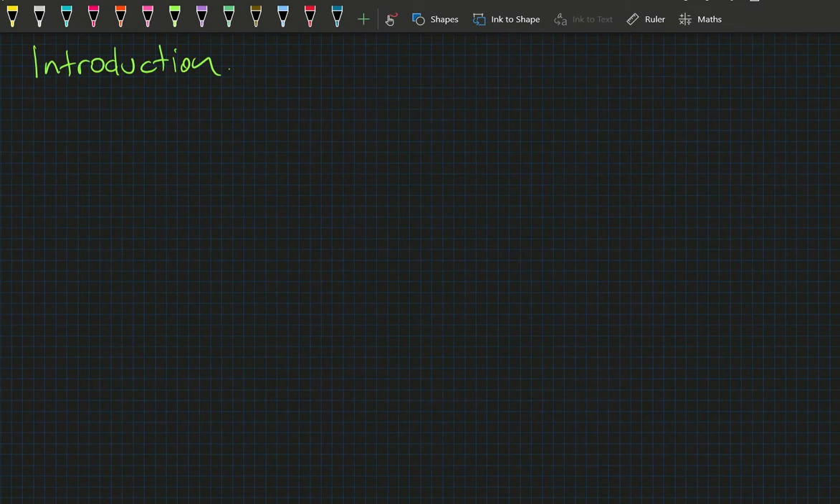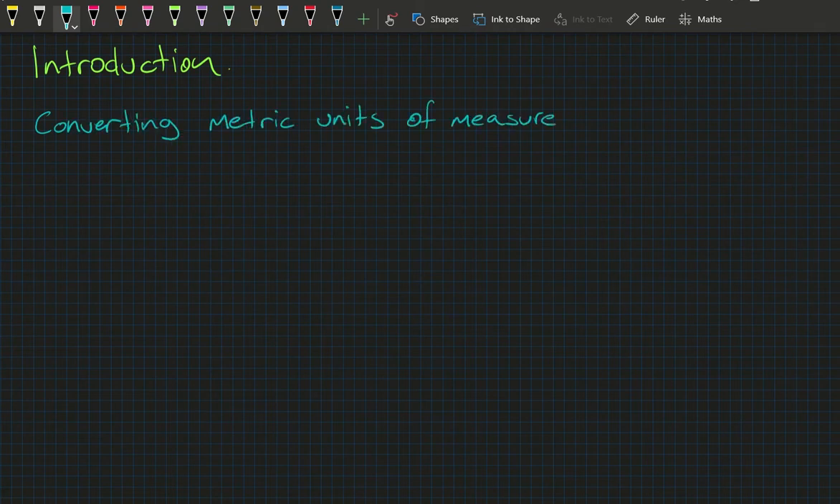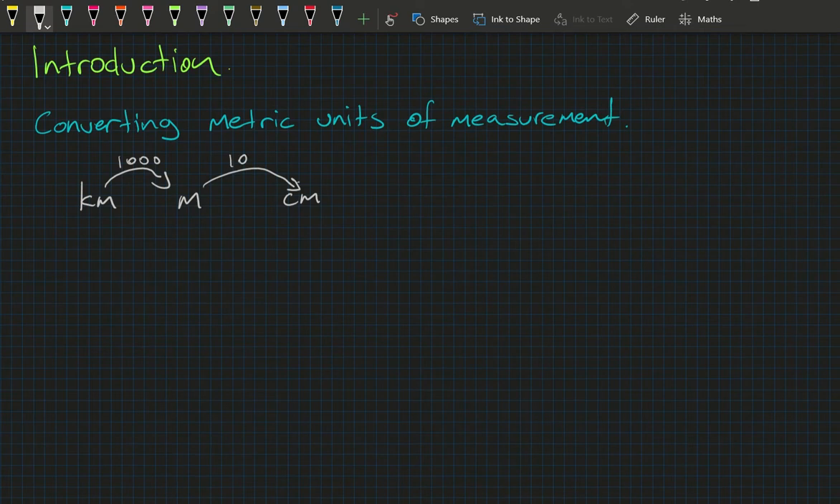Measurement requires something to compare objects with. So this makes a unit of measurement important. In Australia, we use the metric system. That fits in well with our base 10 number system. Let's quickly revise how to convert between different metric units of measurement. So inside every 1 kilometre, there are 1,000 metres. And inside every metre, there's 100 centimetres. And inside every centimetre, we've got 10 millimetres.